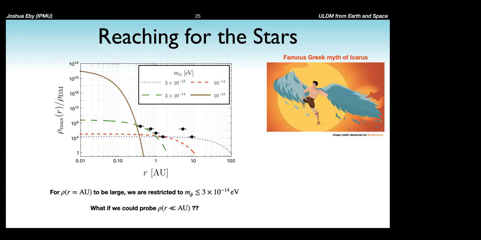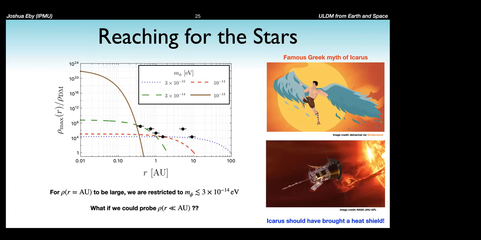So we should be wary of hubris, because you may recall the famous myth of Icarus, who had these waxen wings and he flew too close to the sun and they melted and he fell. But what we can do that he did not is bring a heat shield, and that will help us not melt as we go to the sun. So this is an image of a space mission. I'll tell you about it in 2 slides.